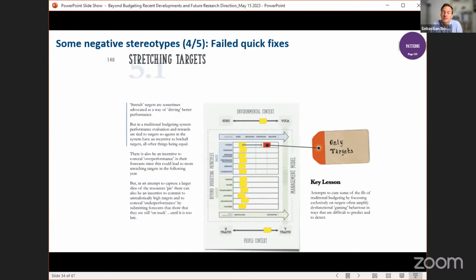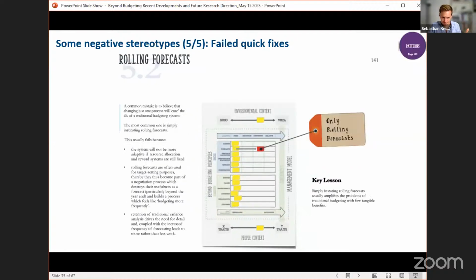Or stretching targets. Oftentimes some people say we can solve any problem just by adjusting the way we set targets. Let's just give a bit of a stretch target, right? But that's another pattern that doesn't work, because if only the target changes, but the forecast or the resource allocation doesn't, you're probably not going to go anywhere. Same thing with just changing forecasts.